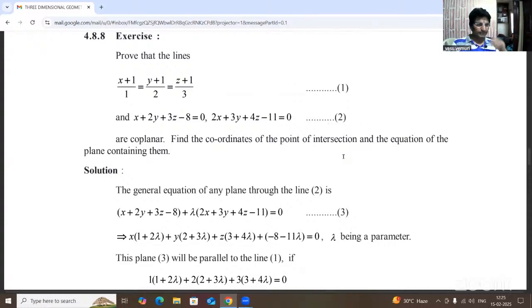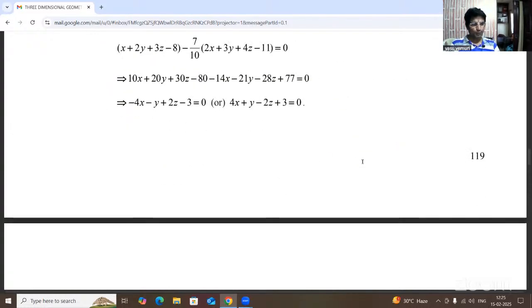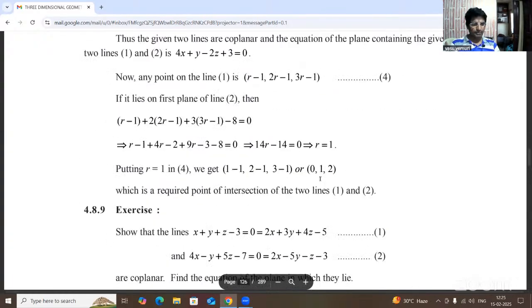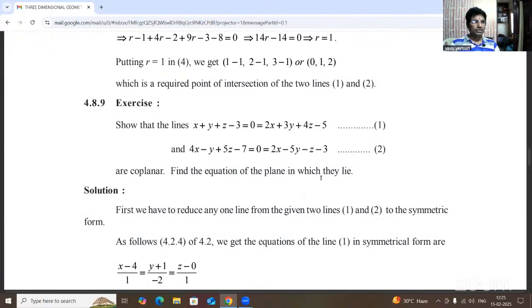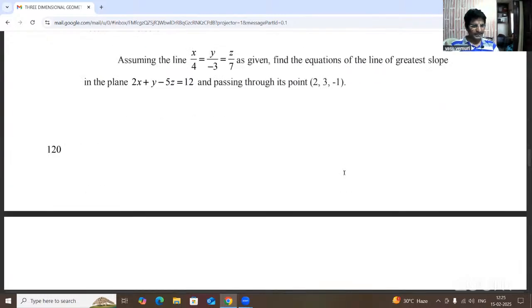This is also one of the important problems, 4.8.8. See and practice this problem, because each and every problem is in the same manner, and both are non-symmetrical lines. Given the lines are coplanar, find the equation of the plane in which they lie. So this is also in the same manner. There is no problem; you have to practice here.